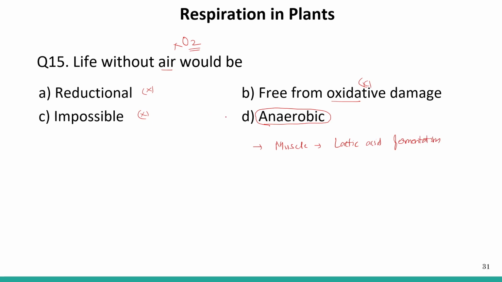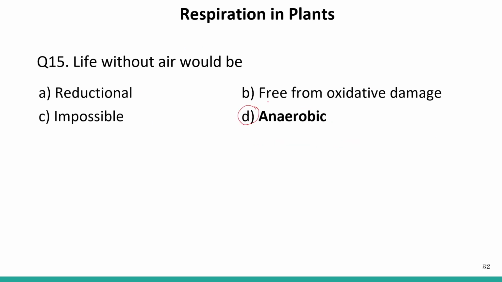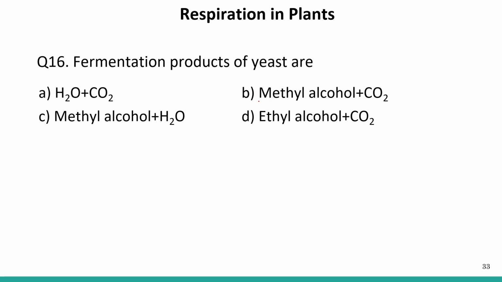Okay, so life will be anaerobic. Option D is the correct answer. The next question is the fermentation product of yeast. Yeast is a unicellular eukaryote, and in yeast, alcoholic fermentation takes place.